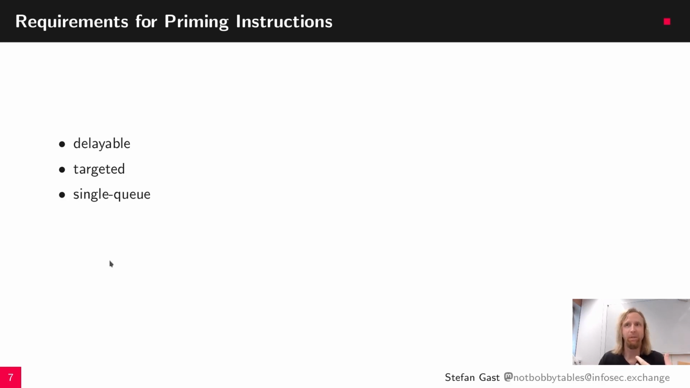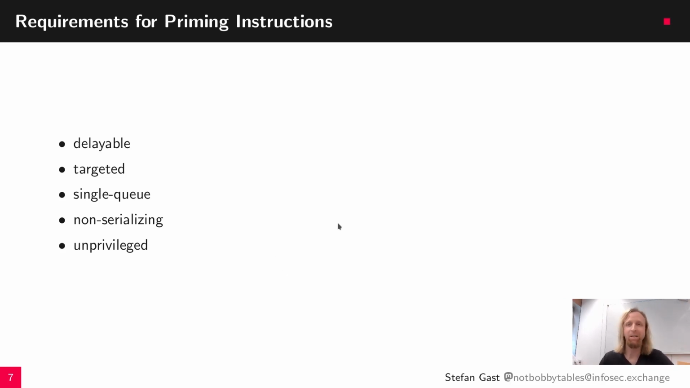Furthermore, they must be single queue, meaning that they may only cause contention on a single scheduler queue and not multiple ones. They also have to be non-serializing because, as we see later, we exploit out-of-order execution here, and serializing instructions would just destroy that. Furthermore, for exploitation from a regular user space program, the instruction has to be unprivileged. Yeah, because otherwise we might just have other means to exploit the machine.